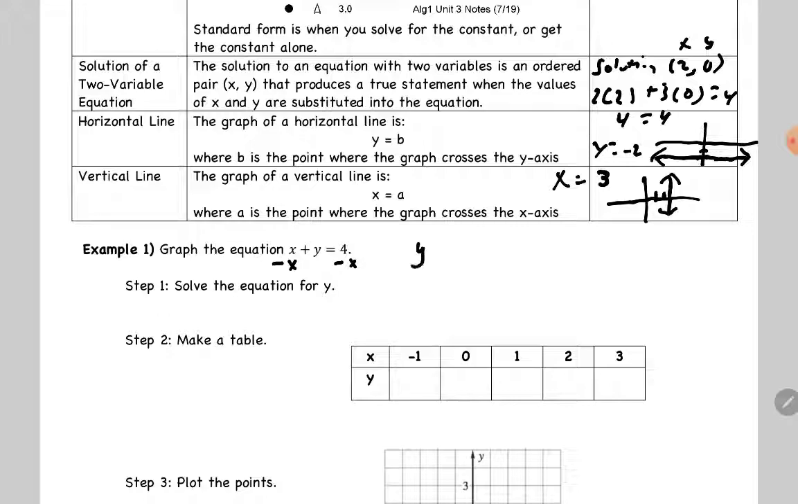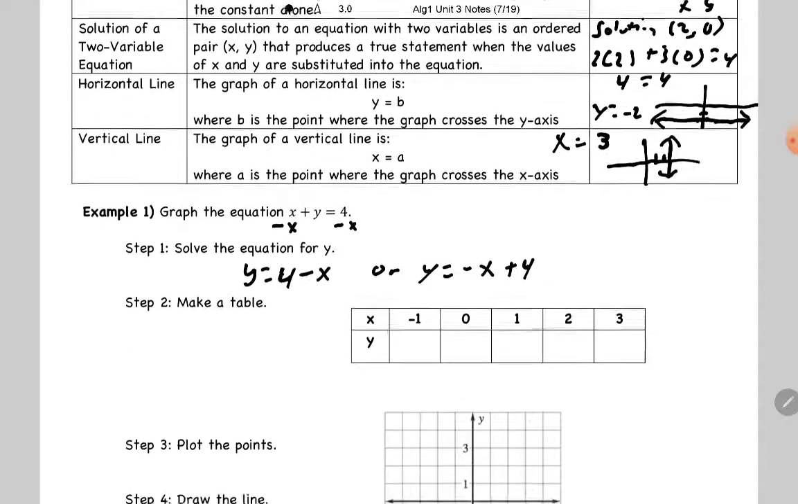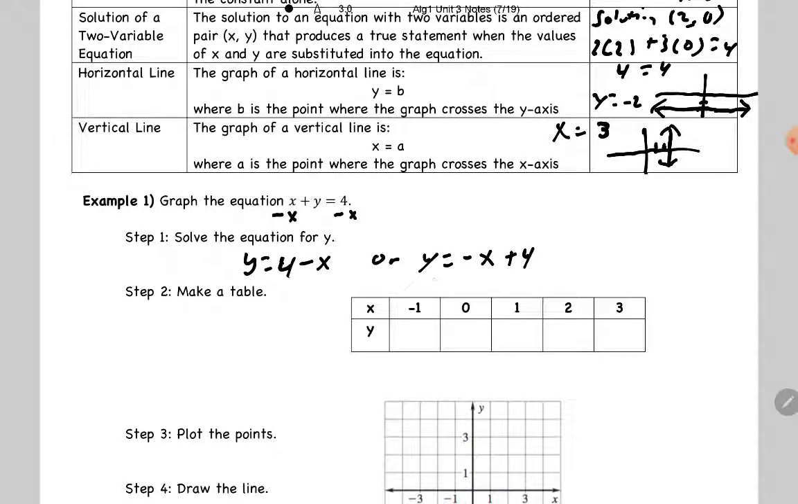So I have y equals 4 minus x. Or you can say y equals negative x plus 4. Either way works. They're both the same thing. Okay. And then make a table.